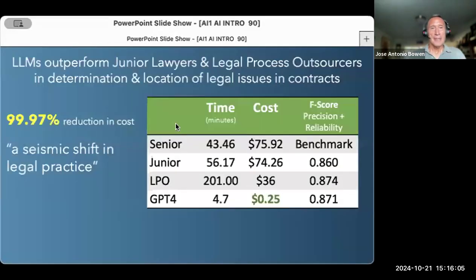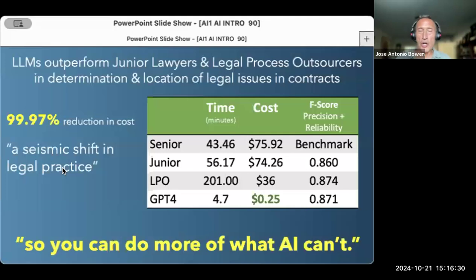That's interesting. So the good news here is that senior lawyers are still better than AI and junior lawyers. Experts still have value. Yay, us as experts. As you can see from this chart, though, senior lawyers, experts, are still better at the task, but junior lawyers are not. AI is better than the junior lawyers. And so this product called CoCounsel, $400 a month, if you're interested, so you can do more of what AI can't.